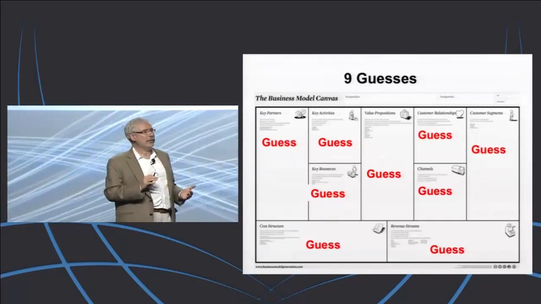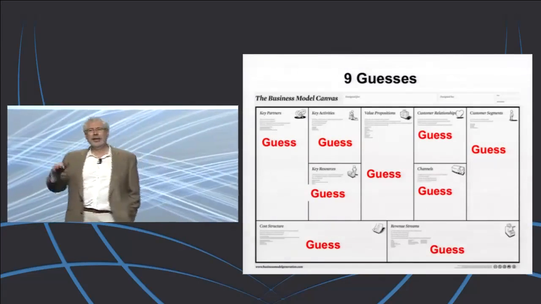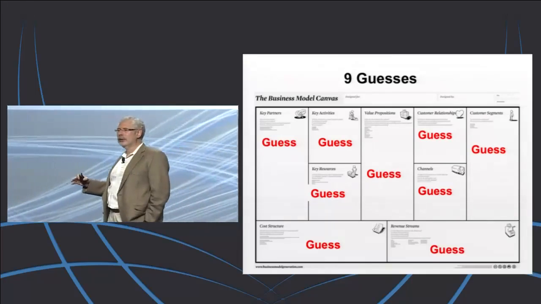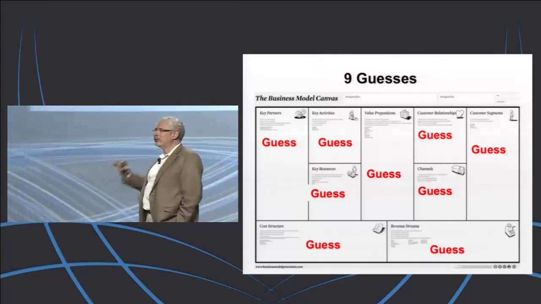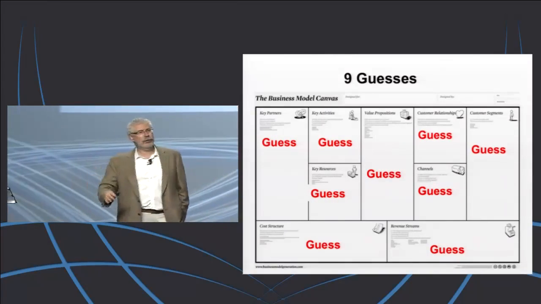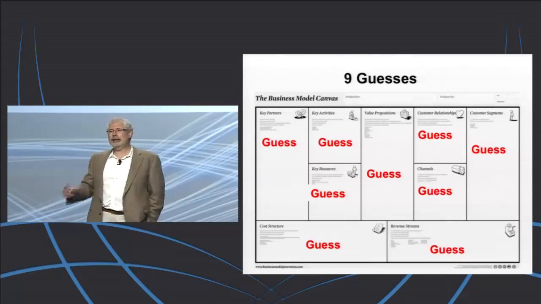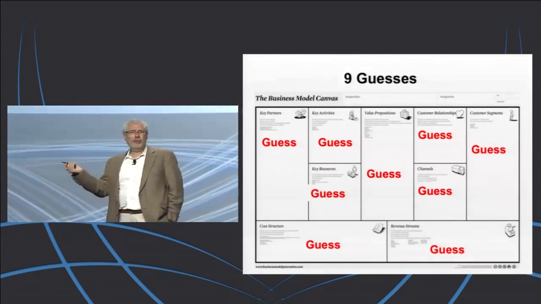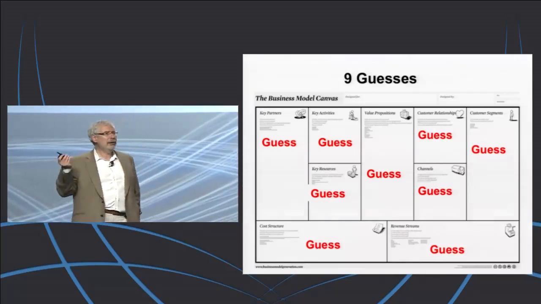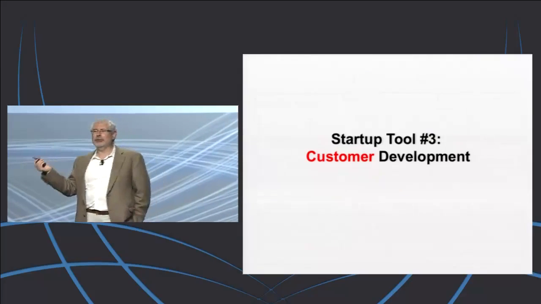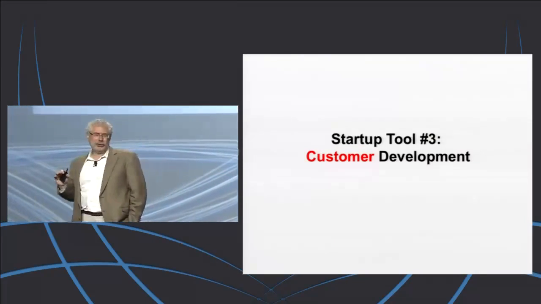Unless you're a domain expert in every one of these boxes, as smart as you are, whether you've been a professor for 25 years, a researcher for 30, a student for 5, it doesn't matter. You're just guessing. So Steve, why did you tell us about business models if that's all we're doing? We could do that without you. Well, that's the next tool.